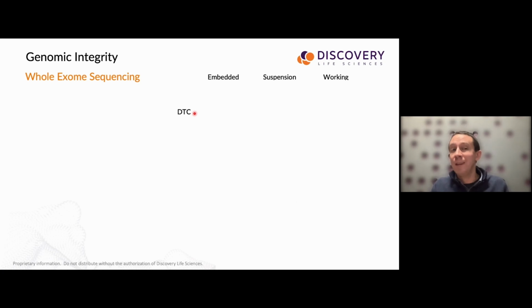And this is going to be the entire dissociated tumor. So it's going to contain not only the tumor cells, but also the immune cells that were present, fibroblasts, endothelial cells, all the other cells that make up the tumor microenvironment.